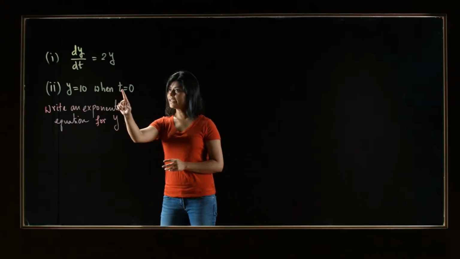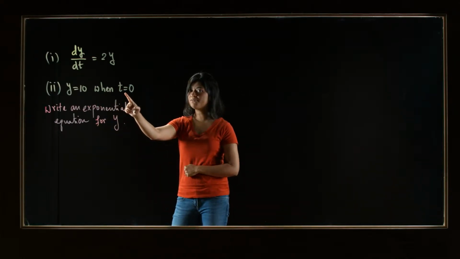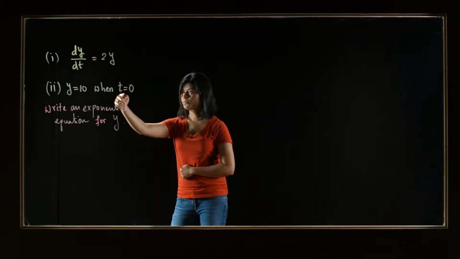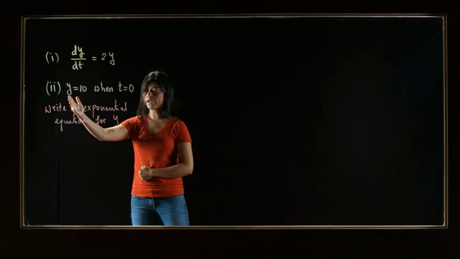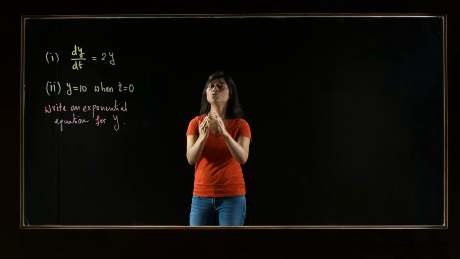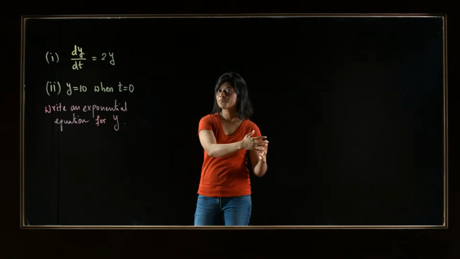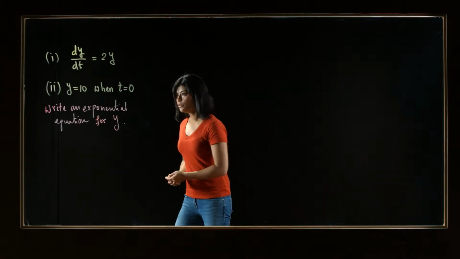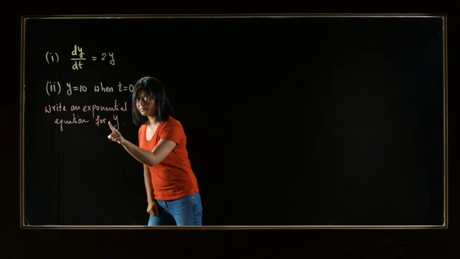Notice that it is telling us what the independent variable is. It is t, and the dependent variable is y. We are going to write down y equals a function in t. What kind of function? Well, an exponential function.